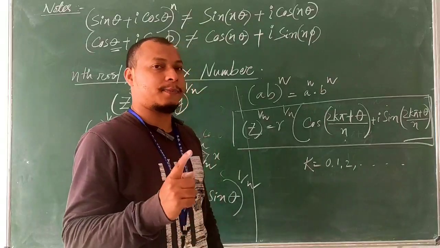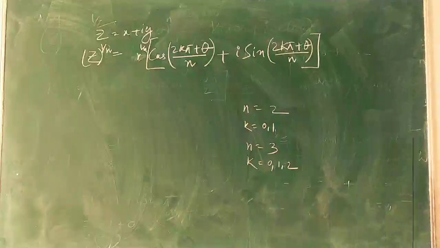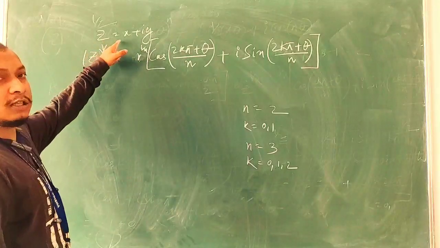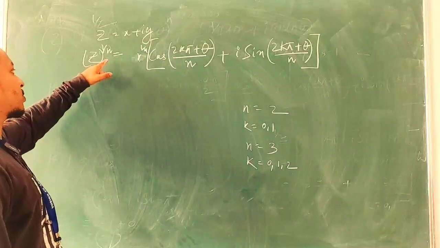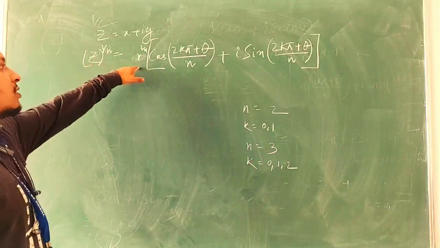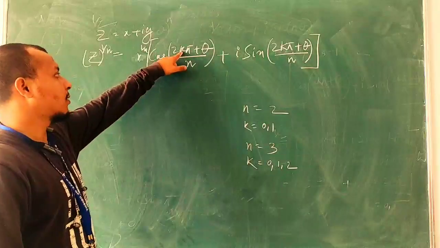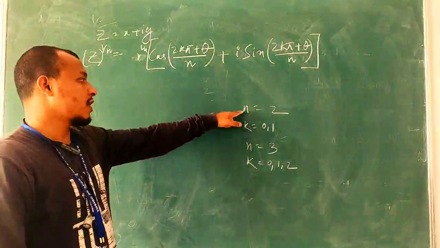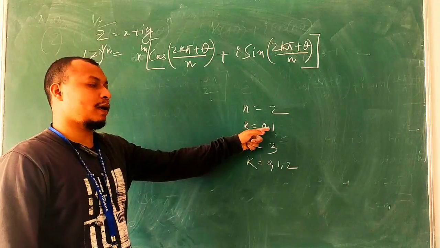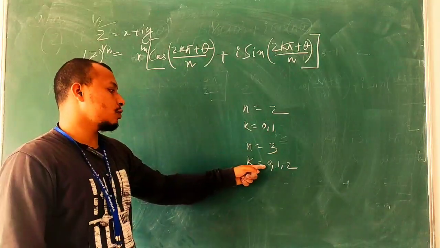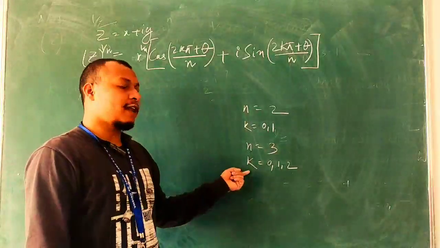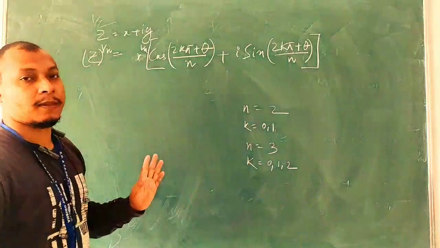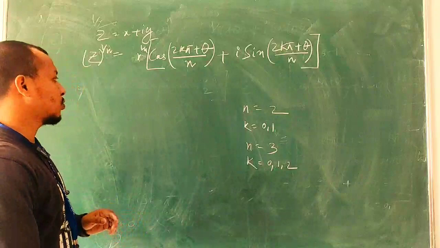Now we are going to solve one example so that you can understand easily. You have seen if z is given as x plus iy, then how to find the nth root of this complex number. This is the formula. Here why are you writing k? Because this k will help us to find the number of roots. If n is equal to 2, then our k will go up to 0 and 1. If n is equal to 3, then k will go 0, 1, 2. It means this k will help us to find the number of roots of a given complex number.